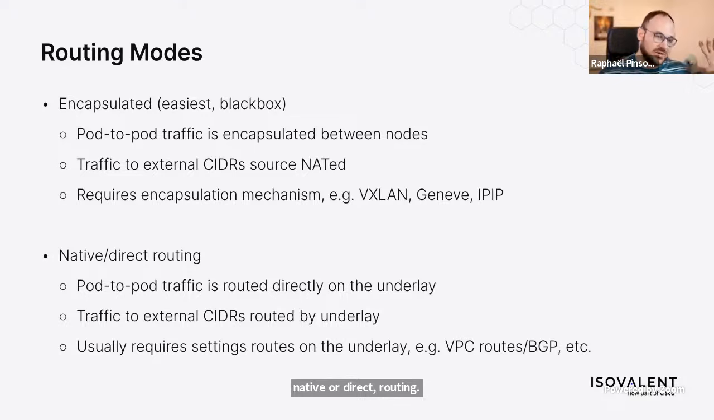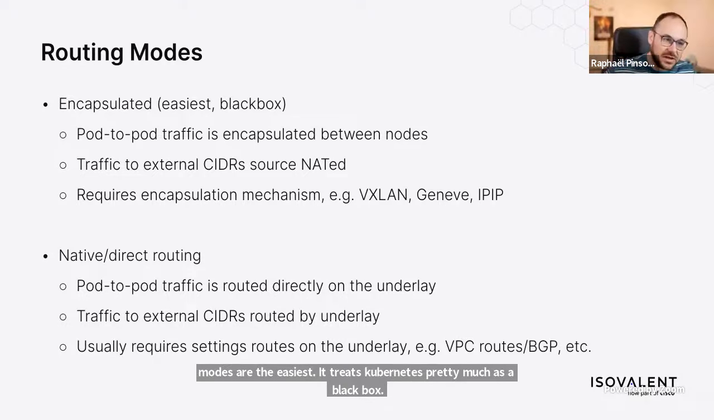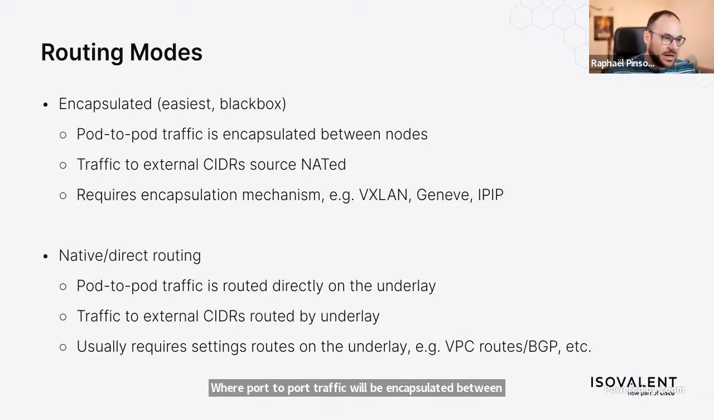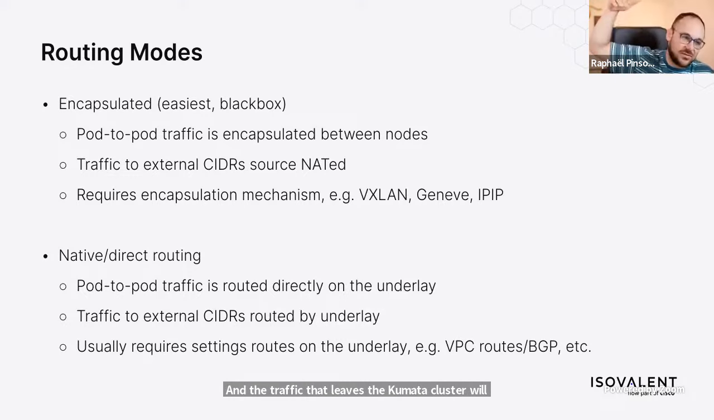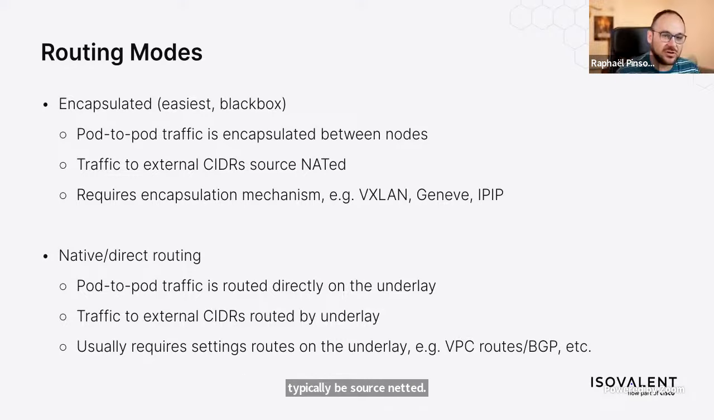It treats Kubernetes pretty much as a black box where pod-to-pod traffic will be encapsulated between the nodes, so you don't need to care about the configuration of the underlying network. And the traffic that leaves the Kubernetes cluster will typically be source NATed. So you will see any traffic coming from the pod and leaving the cluster being NATed with the IP address of a node, the node that it left from.